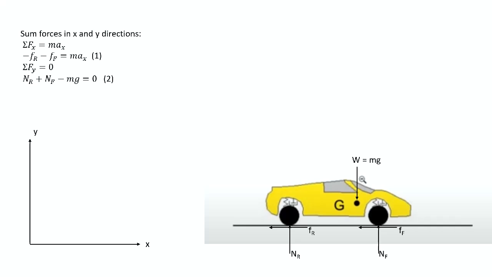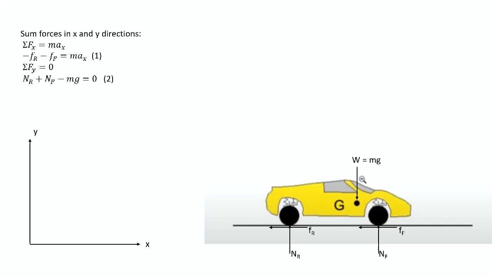So next we're going to sum the forces in the x and y directions. So what we're going to get is the sum of the forces in the x equals the mass times the acceleration in the x. And when we do that, we get a negative force of friction at the rear minus the force of friction at the front, which will be equal to mass times the acceleration in the x direction.